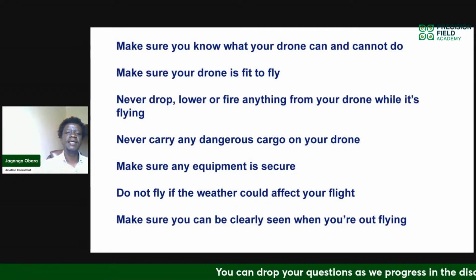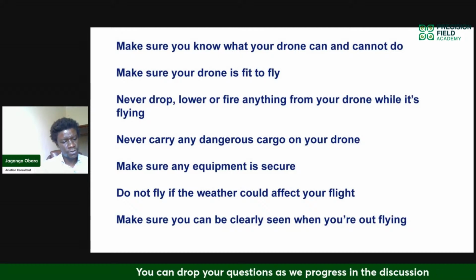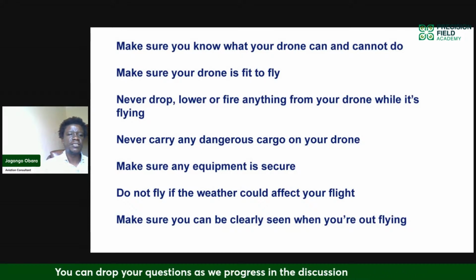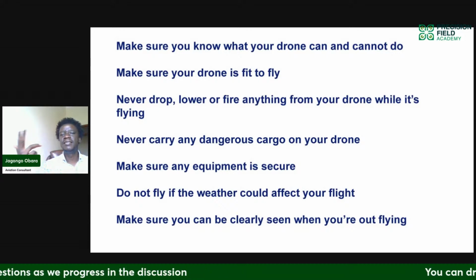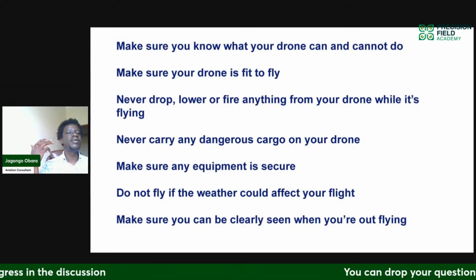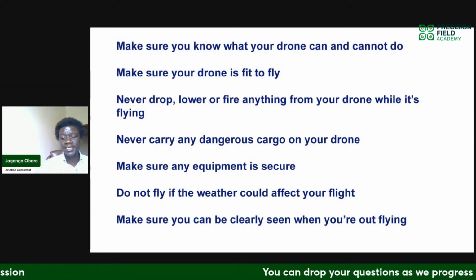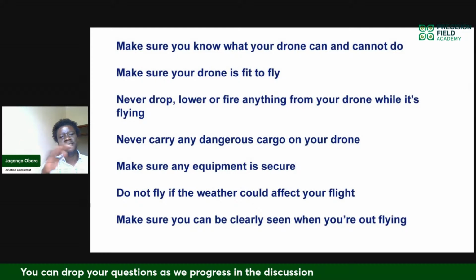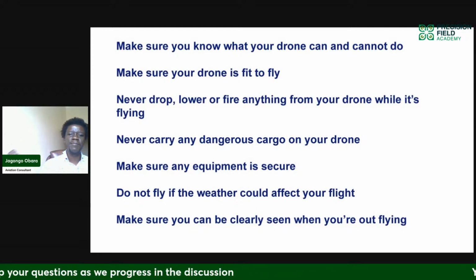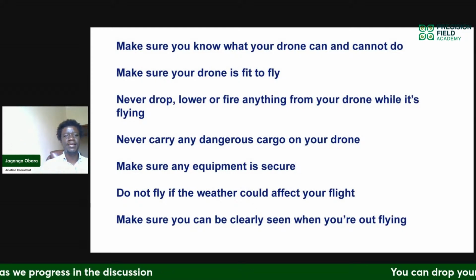And never carry any dangerous cargo on your drone. Dangerous cargo means an explosive. Dangerous cargo could be TNT, dangerous. It could be even the normal household jig. The reason why we do not want to do it is, again, safety is paramount in everything aviation. Safety is paramount in everything drone related.